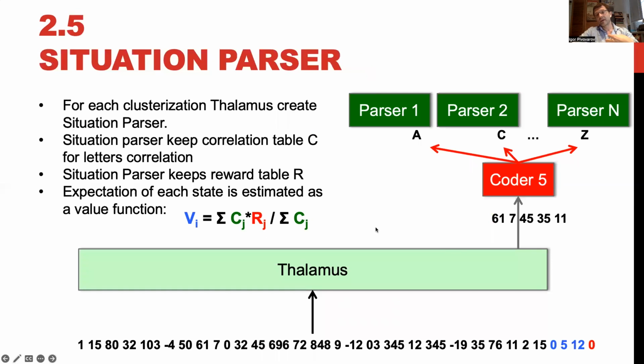Above these coders, the thalamus creates symbolic parsers, which process the letters from the coders. These parsers process letters, collecting correlation information and reward information, and try to predict the next most probable letter.